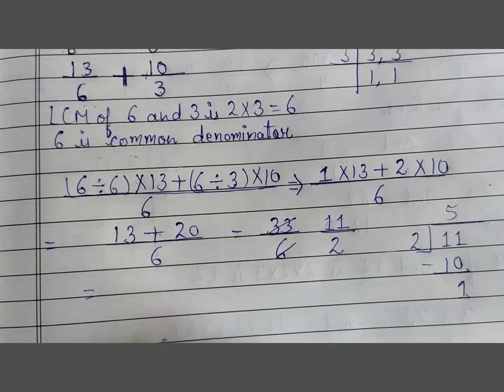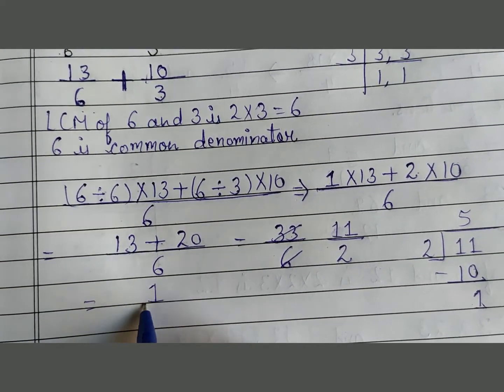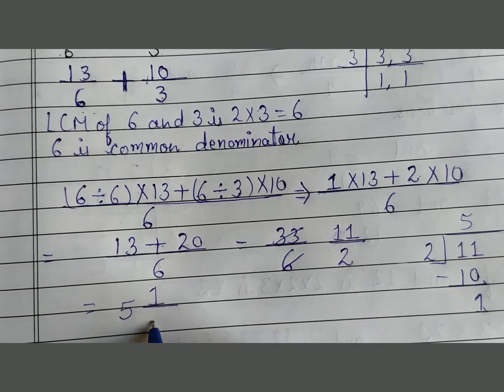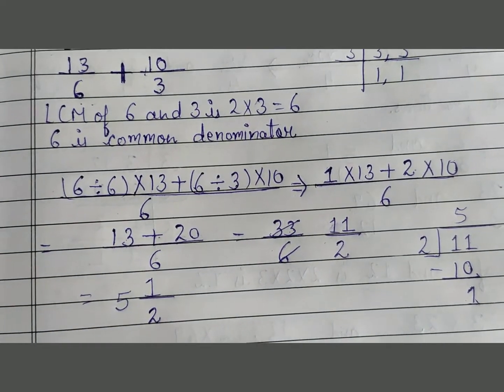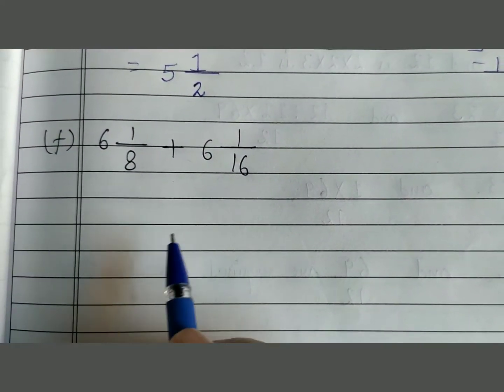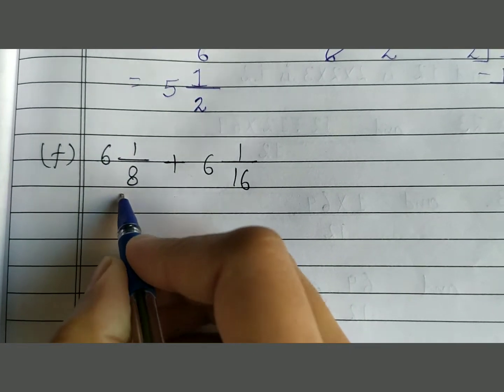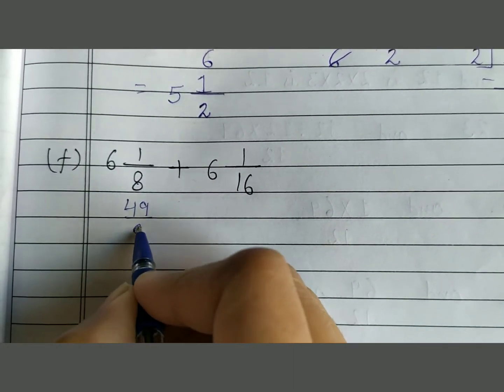Write in mixed fraction. Okay. 1 is a remainder, 5 is a quotient and 2 is a divisor. This is the answer. Next question is, firstly, change into improper fraction. 8 multiply 6 equal to 48, add 1, 49. 49 upon 8.